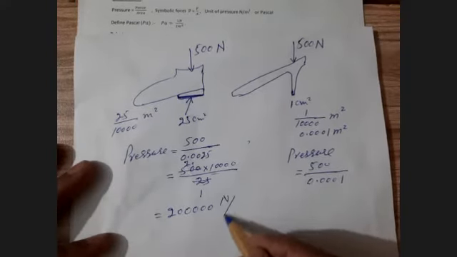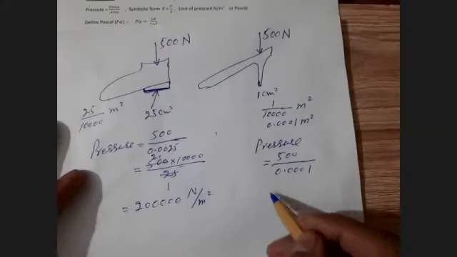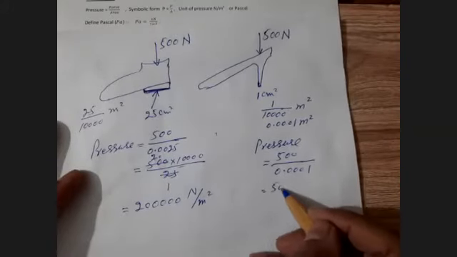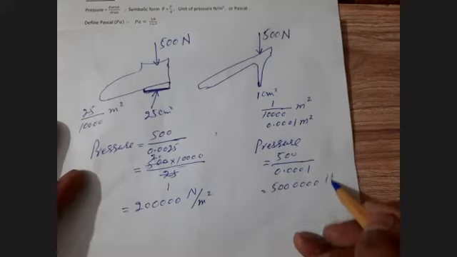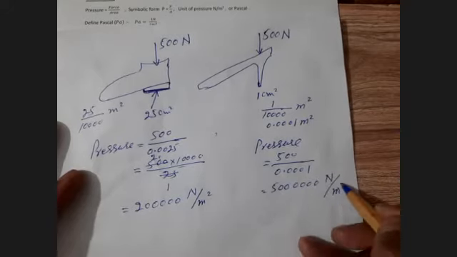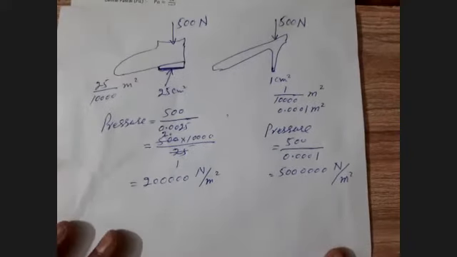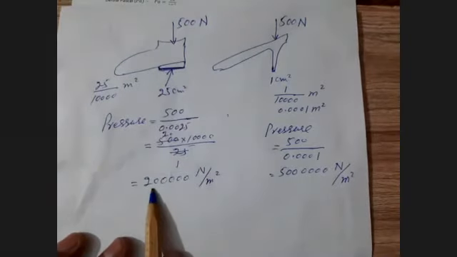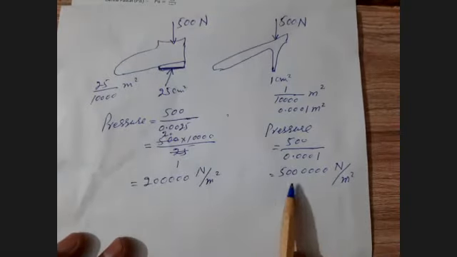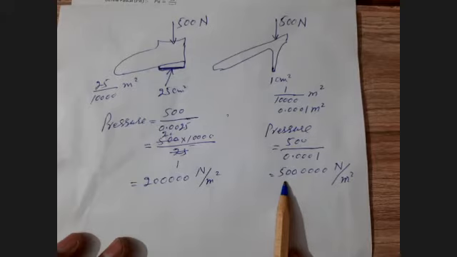Newton per meter square. Now here the pressure, how much pressure? Newton per meter square. Now you can see the pressure in both the cases. If you are wearing this heel, it is exerting a lesser pressure as compared to this one.